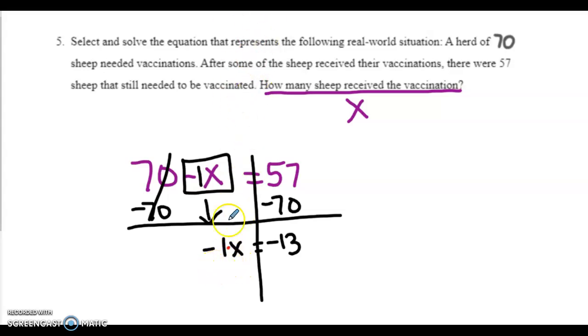What is happening here? Negative 1 divided by negative 1 is 1, so it cancels, leaving you with just 1x. And negative 13 divided by negative 1 gives you a positive 13. So in my example, there were 13 sheep that have been vaccinated.